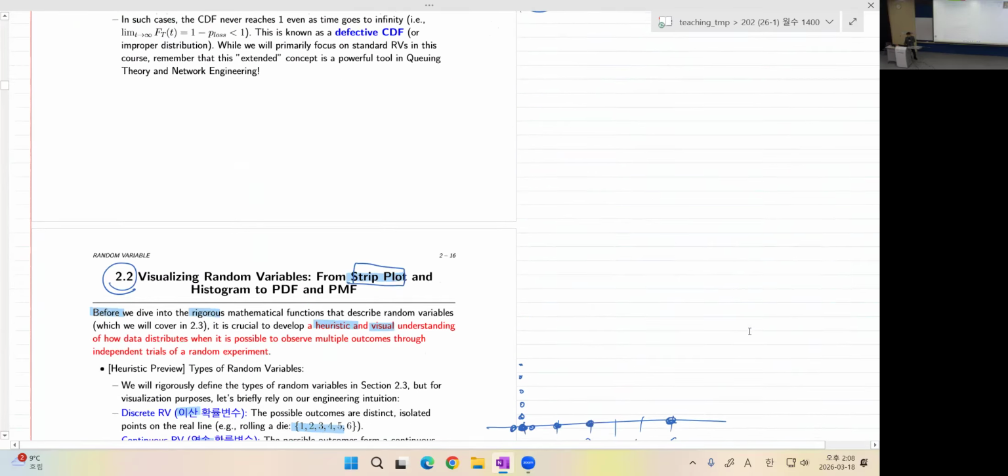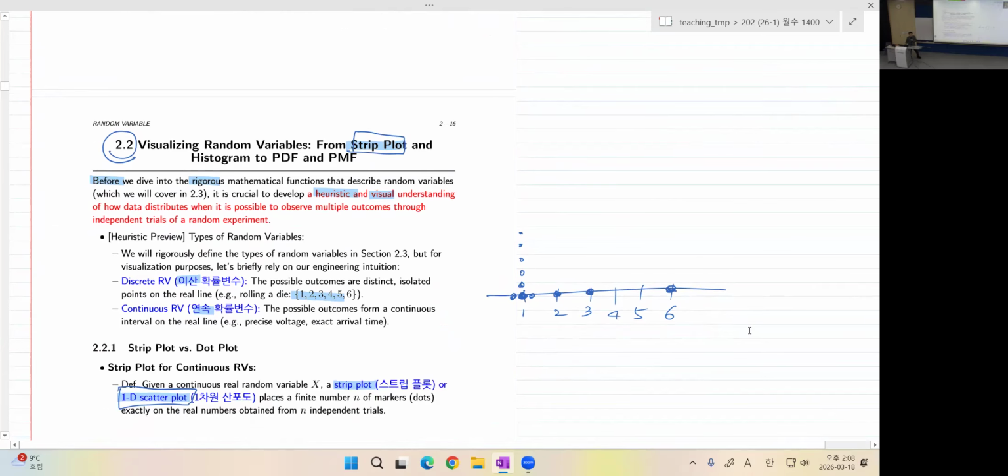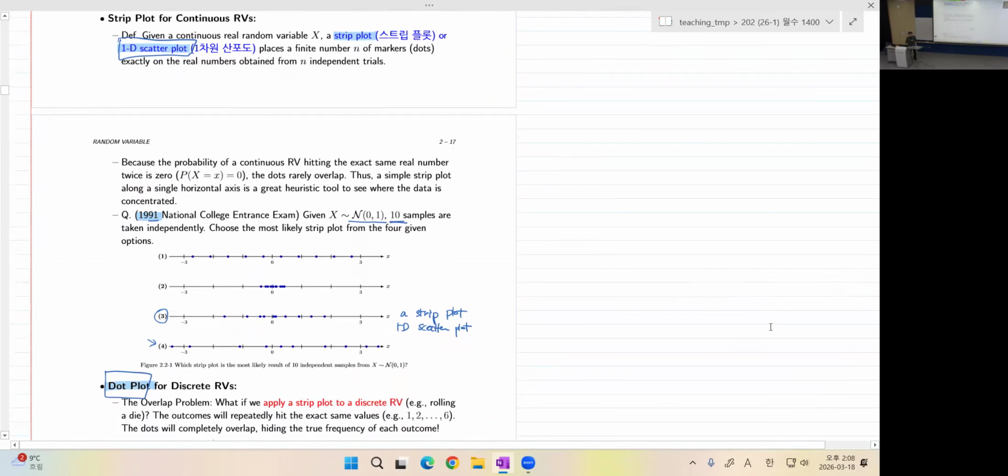Got it? Anyway, the second part of the last class meeting was these visualization methods. So just quickly see the graphs. The first one is what? This is called a scatter plot, a one-dimensional scatter plot or strip plot.